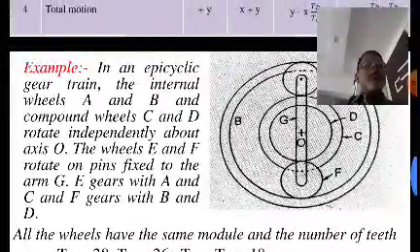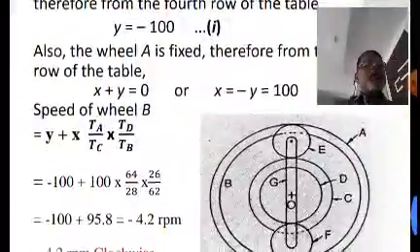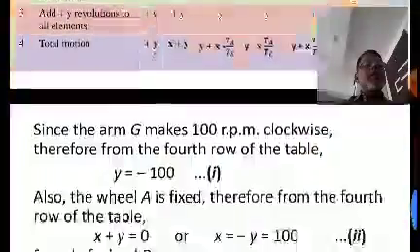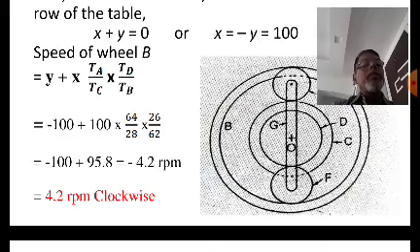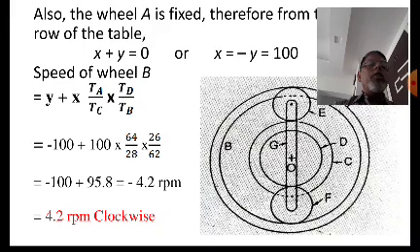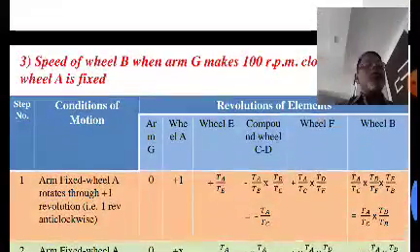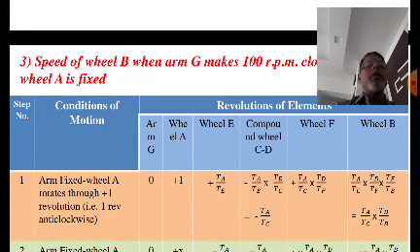Then the next one, now this C is meshed with E, right? We have C and D as the compound gear, so gear D is meshed with the gear F. Then the next column will be wheel F, that is the revolutions for the wheel F, and then this F is meshed with B. So the last column will be wheel B.